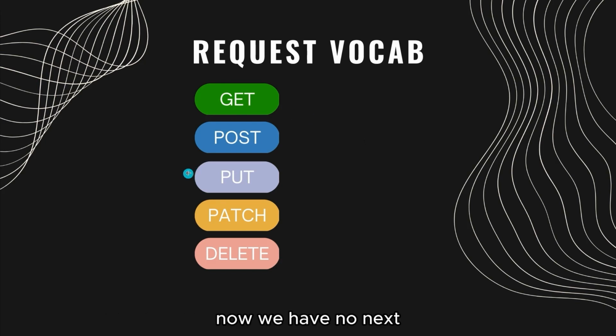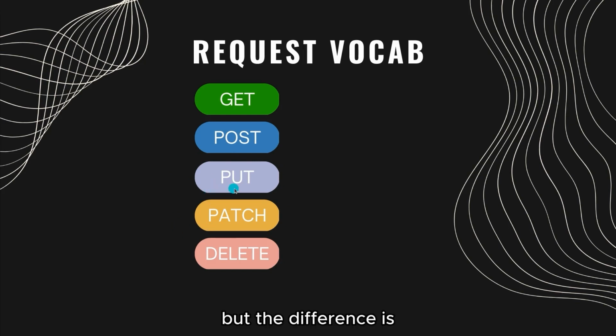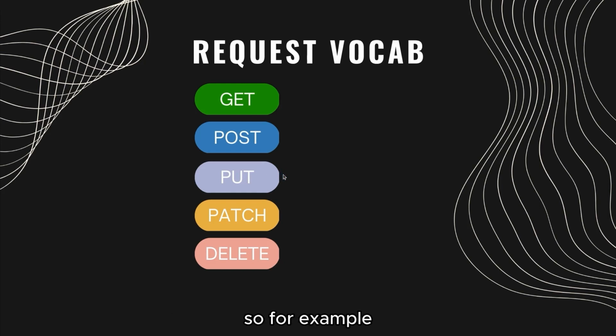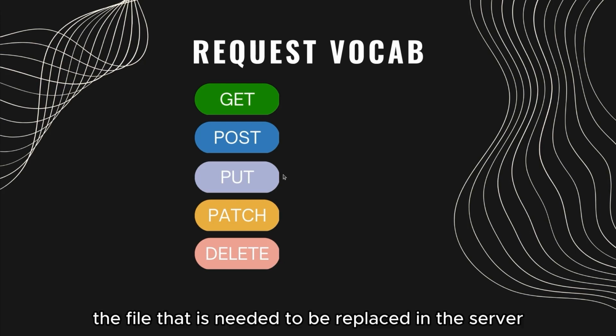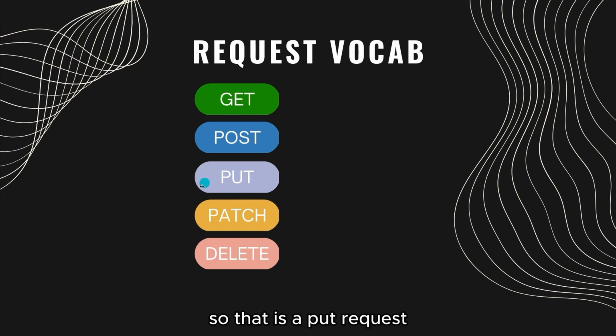Now next, we have these two other verbs, put and patch. Both of these HTTP requests are used to update a resource inside of the server. But the difference is the put request replaces the resource. For example, if you send a file, that particular file will be put in the server, and whatever file needed to be replaced in the server will be replaced by the file that you have sent. So that is a put request.